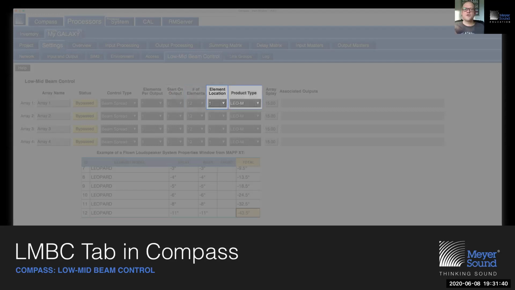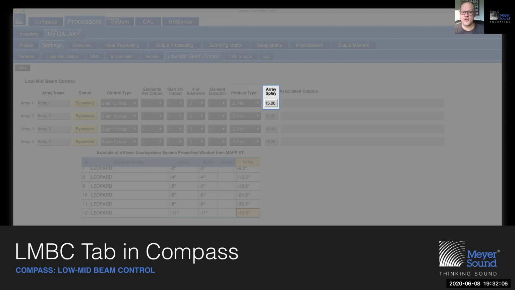And then, of course, for the LMBC algorithm to work, it needs to know which product you are using. LMBC is only supported on Leo family products, which is Leo, Lion, Leopard, and Lena. And that's where you set your product type. And then we get to the interesting part: what is the array splay? Because the array splay will determine how much the beam is spread or how much the beam is tilted.